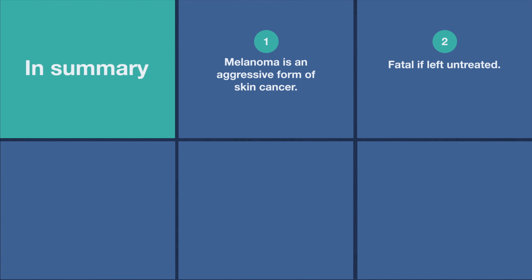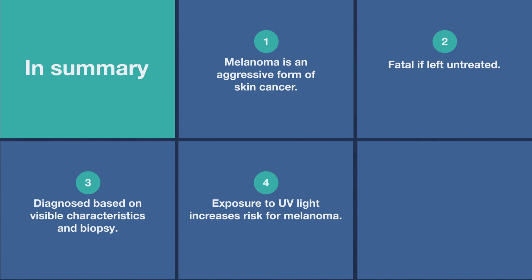So, in summary, melanoma is an aggressive form of skin cancer that can be fatal if left untreated. It's diagnosed based on a number of visible characteristics and confirmed with a small tissue sample being tested in a lab. Exposure to UV light over decades is the most common cause of melanoma, and white people of European descent are the most at risk for developing the disease. Melanoma can be treated by surgically removing the affected skin if caught early, but may require intensive treatment if caught at a later stage.